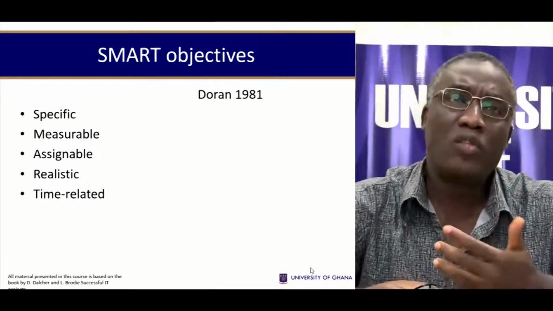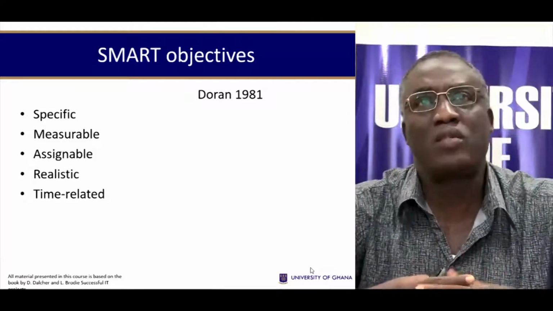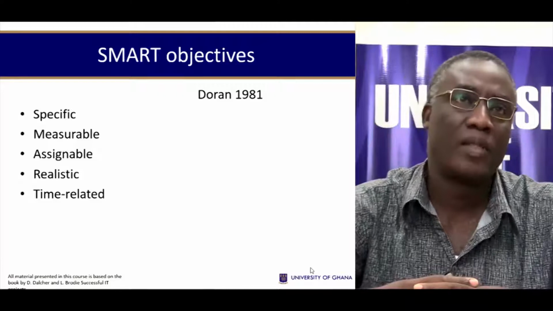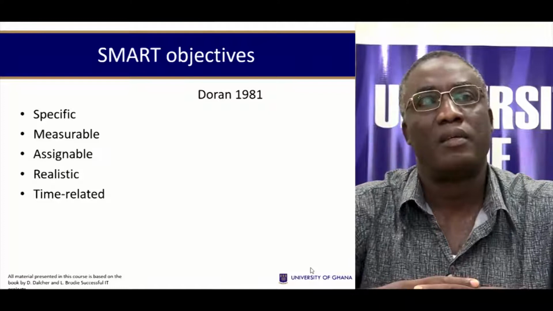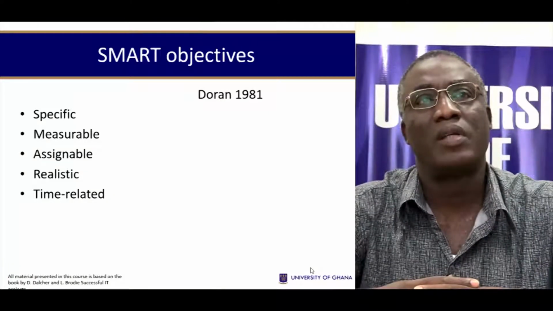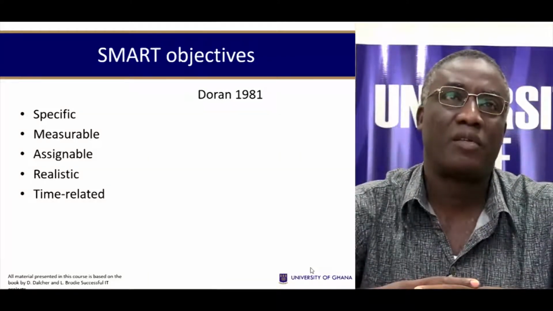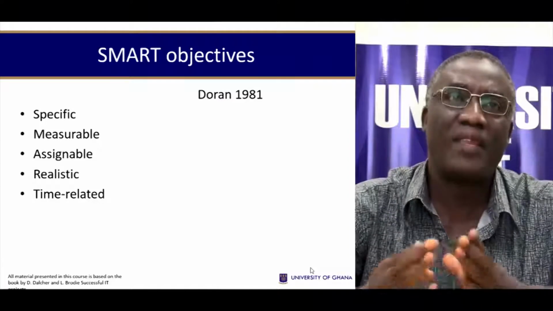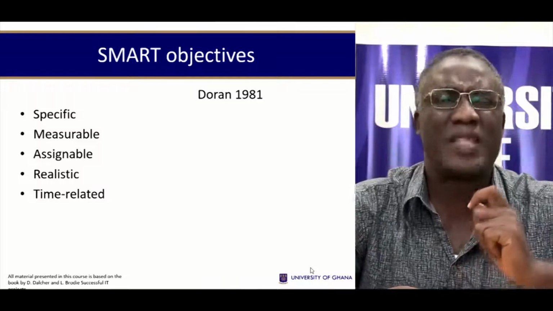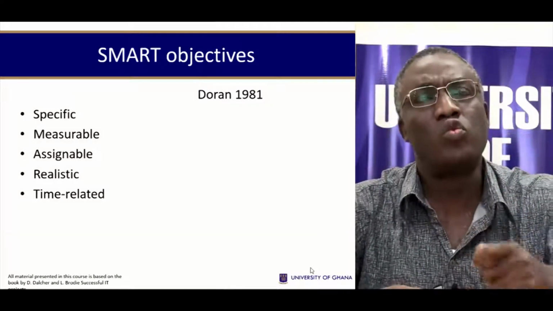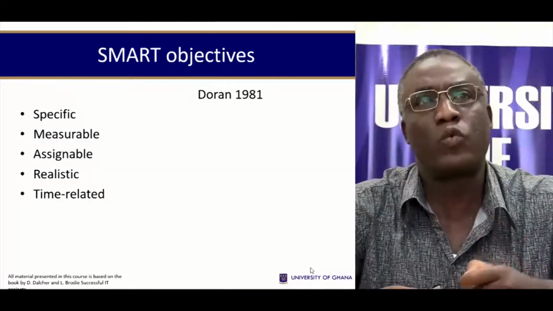Now, when you write your objectives, there's a term called SMART. Your objectives must be SMART. It means that these objectives must be specific, measurable, assignable, realistic, and time-related. So you just don't think of objectives and write anything down. Make sure that these objectives are specific. They are specific things you will do, that you can measure and say, yes, it is successful, we have achieved it.